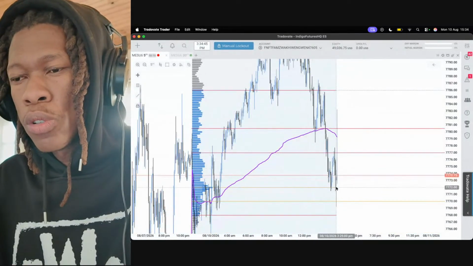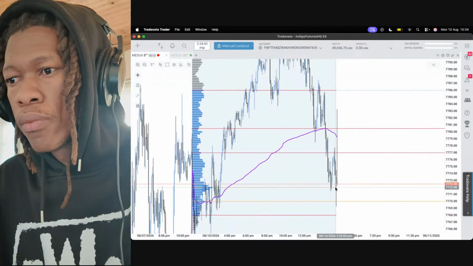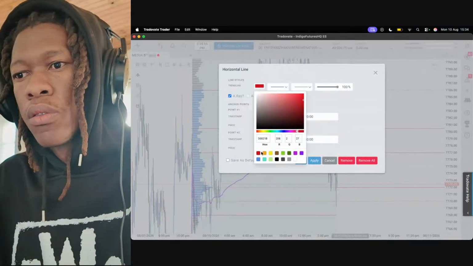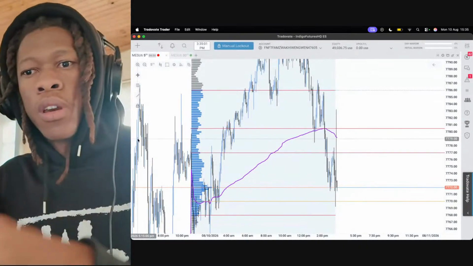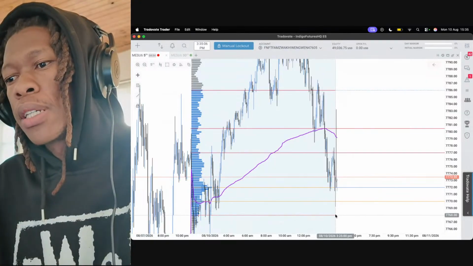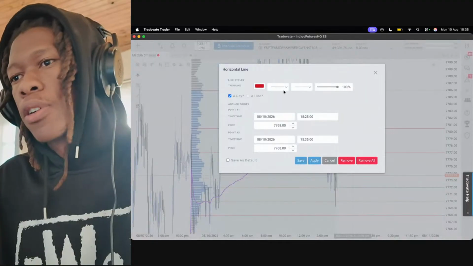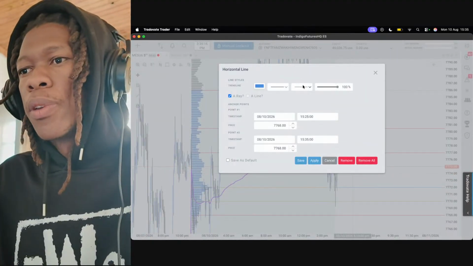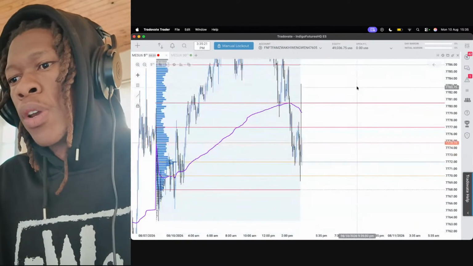Overnight point of control down here, and overnight value area low. I don't take any trades from here. This is mainly for context. It's only for context. So this is purely for context. So we have everything we need now.